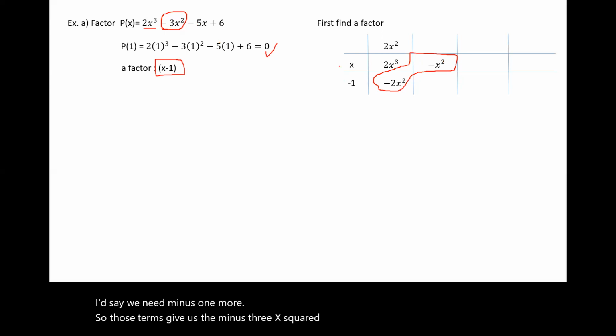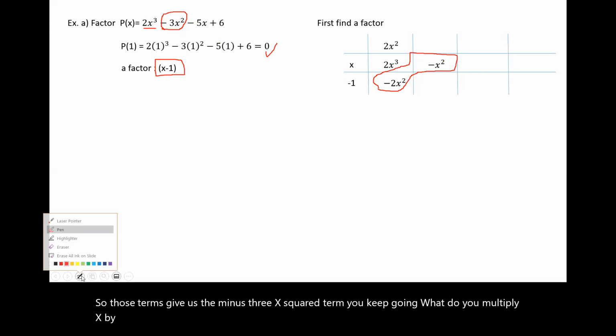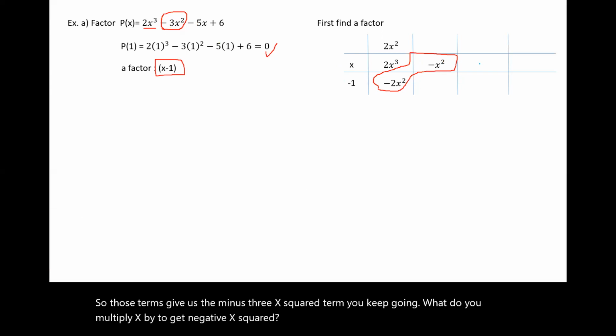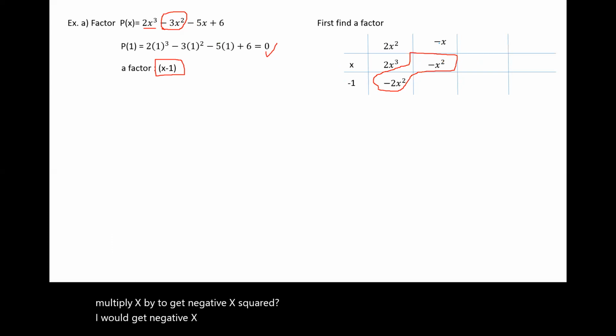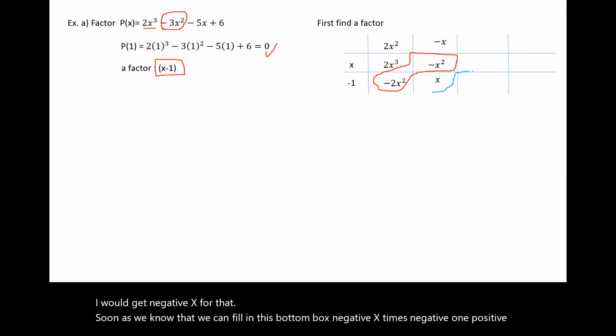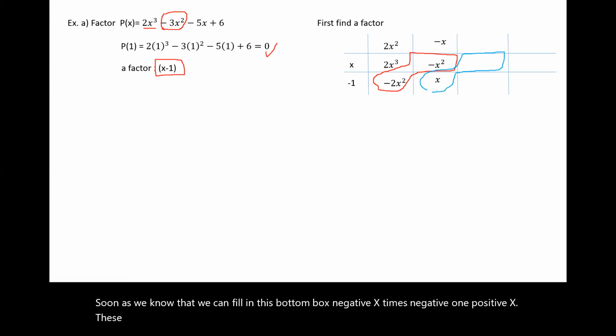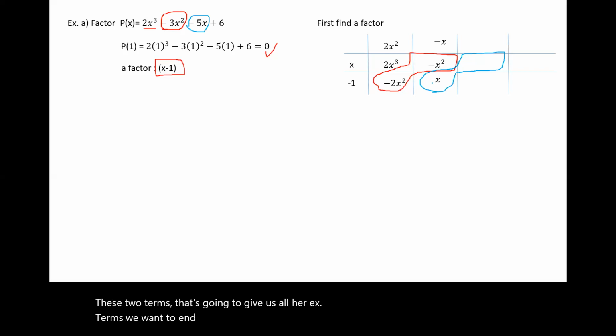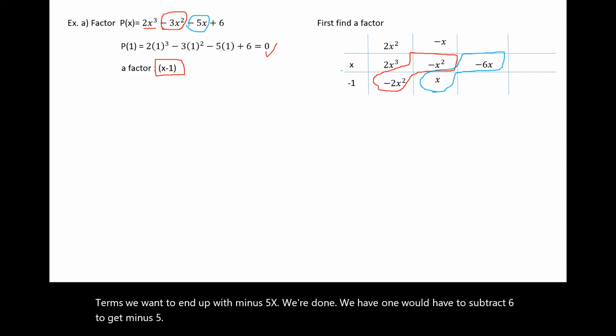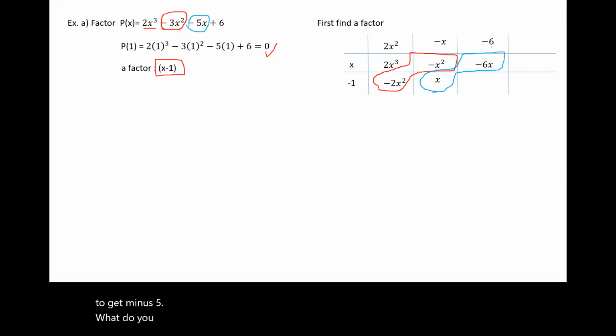You keep going. What do you multiply x by to get negative x squared? I would get negative x for that. As soon as we know that, we can fill in this bottom box. Negative x times negative 1, positive x. These two terms, that's going to give us all our x terms. So we want to end up with minus 5x when we're done. We have 1. We'd have to subtract 6 to get minus 5. What do you multiply x by to get minus 6?